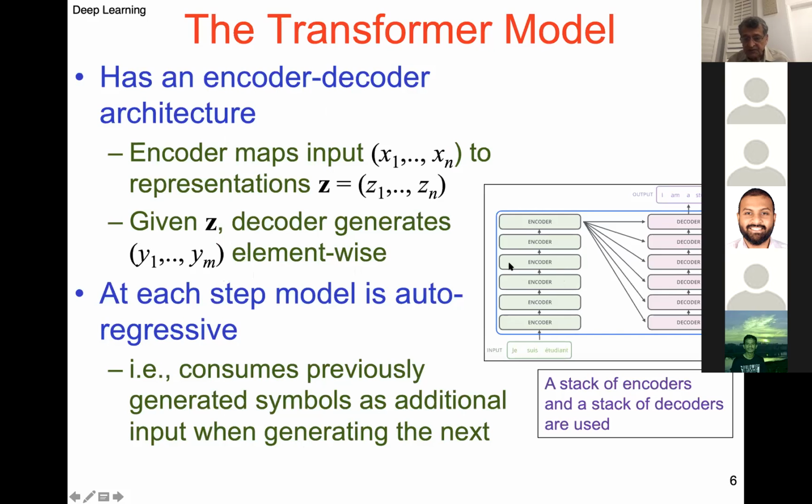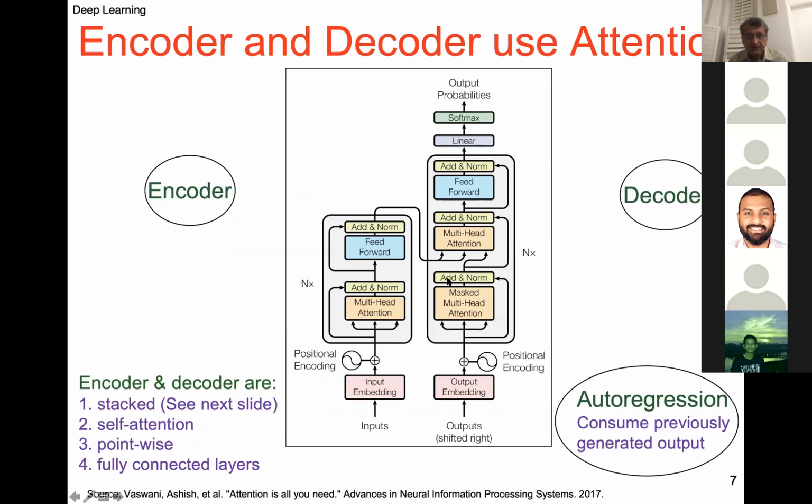So a stack of encoders here, encoder, encoder, encoder, "Jésus étudiant" is going through the encoders. And then it's being translated into English, "I'm a student." It's going through these decoders, a stack of decoders. And the stack of decoders is used in this transformer model. So the encoder and decoder use attention. You have an encoder on this side and a decoder on this side, and there's an autoregression that consumes previously generated output. So the encoder and decoder are stacked.